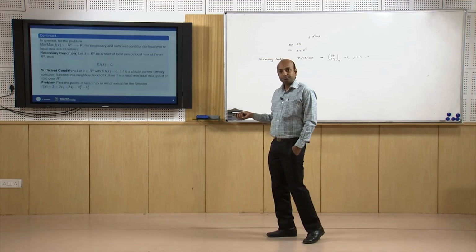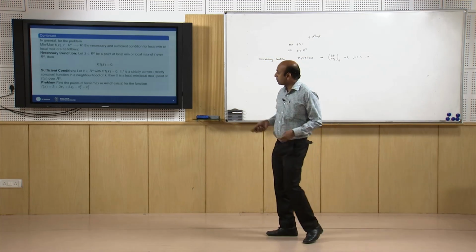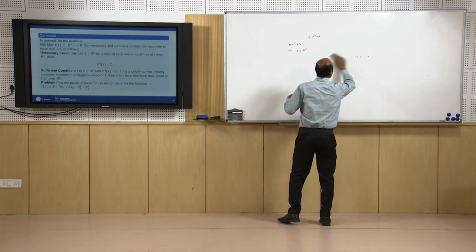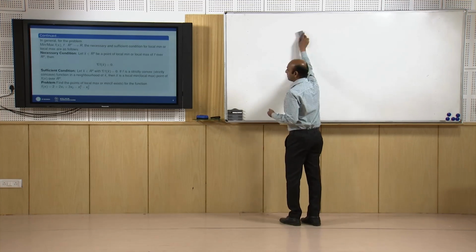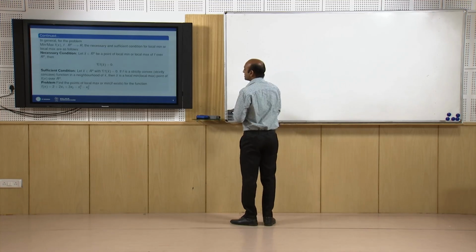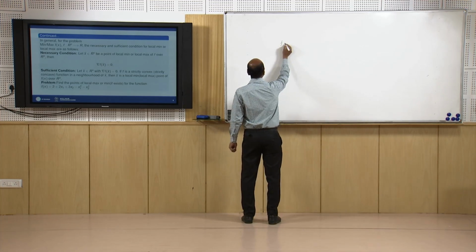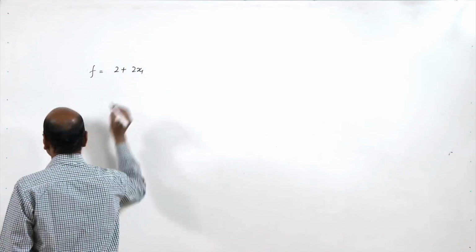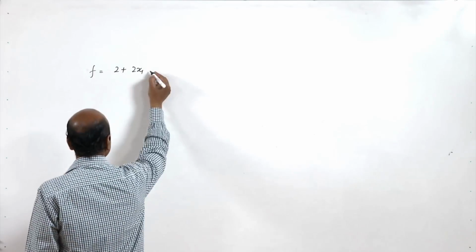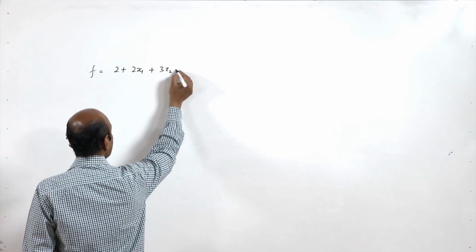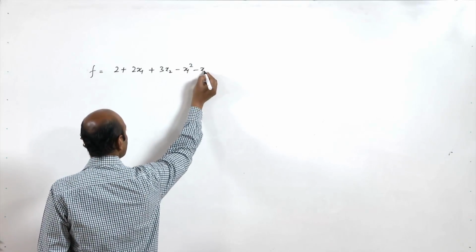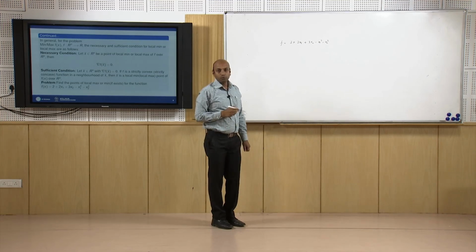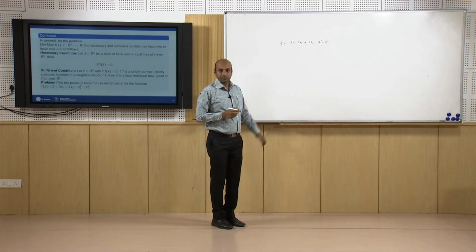The same result which we did for a 2 variable problem, we can generalize for the n variable problem also. Now, suppose you have this problem and you want to find the local maxima or local minima. This is a simple 2 variable problem. What is f? f here is nothing but 2 plus 2 x1 plus 3 x2 minus x1 square minus x2 square. We are interested to find its point of local maxima or local minima.